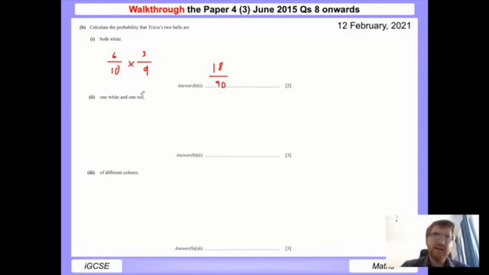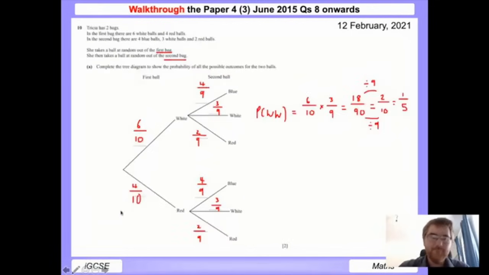Now for this one, we need to be slightly careful. We need 1 white and 1 red. So that can be either way round. This is important. So we want the probability of red, white, plus the probability of white, red. There we are. Let's not get those mixed up. So let's go back. So the probability of white, red. Let's do this one first. Well, that's going to be 6/10 times 2/9.